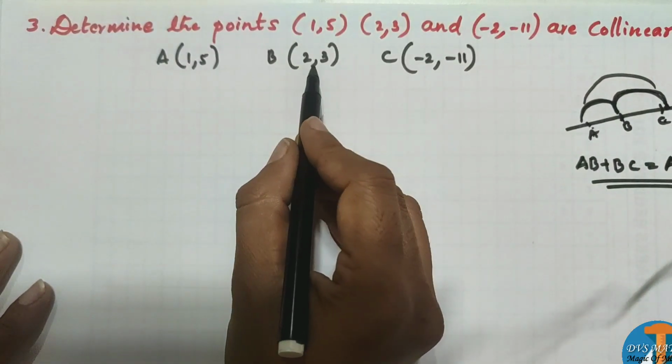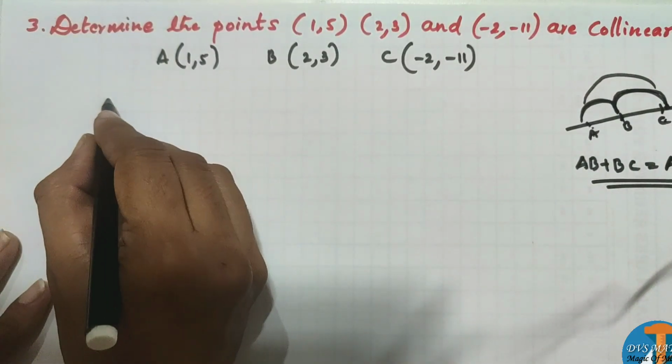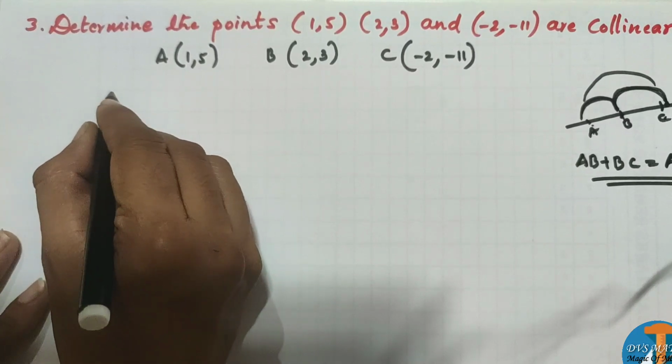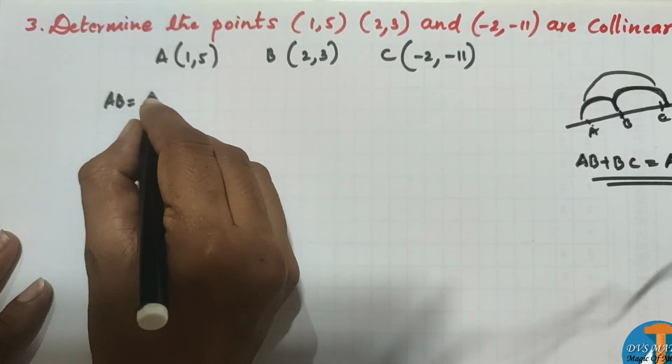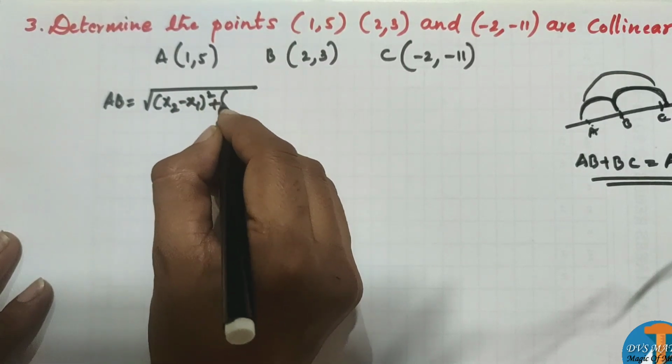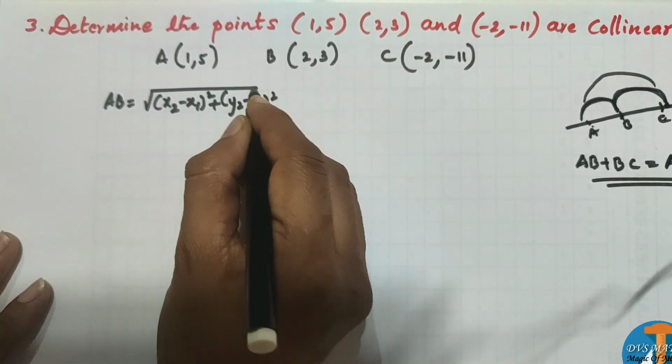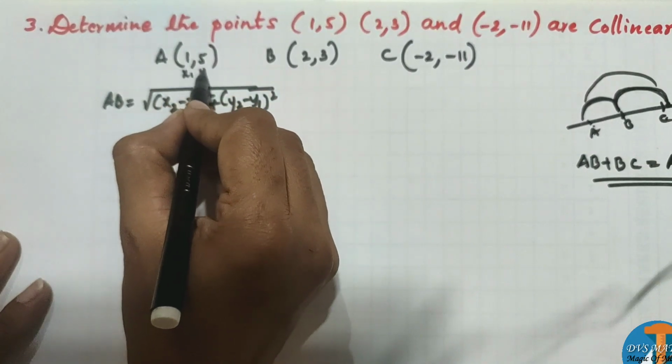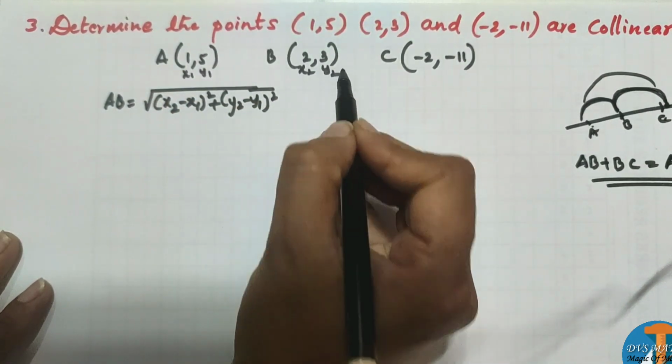First let us find AB, distance AB. Okay, so first if I find the distance AB, what is the formula? AB is equal to square root of, again write the distance formula, x2 minus x1 whole square plus y2 minus y1 whole square. Now look here, this is x1, this is y1, this is x2, this is y2.